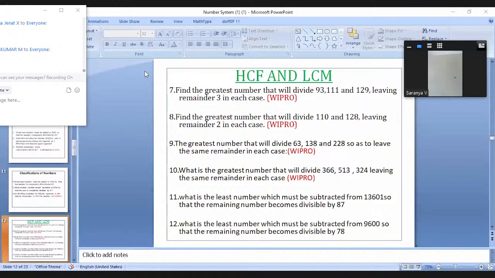The next aptitude question: the greatest number that will divide 63, 138, 228 so as to leave the same remainder in each case. So the remainder is not given in the question, but it is the same type of problem as the previous ones. If the remainder is given, that is very simple. Just remove the remainder and we can find a common factor. If the remainder is not given, how to solve this?